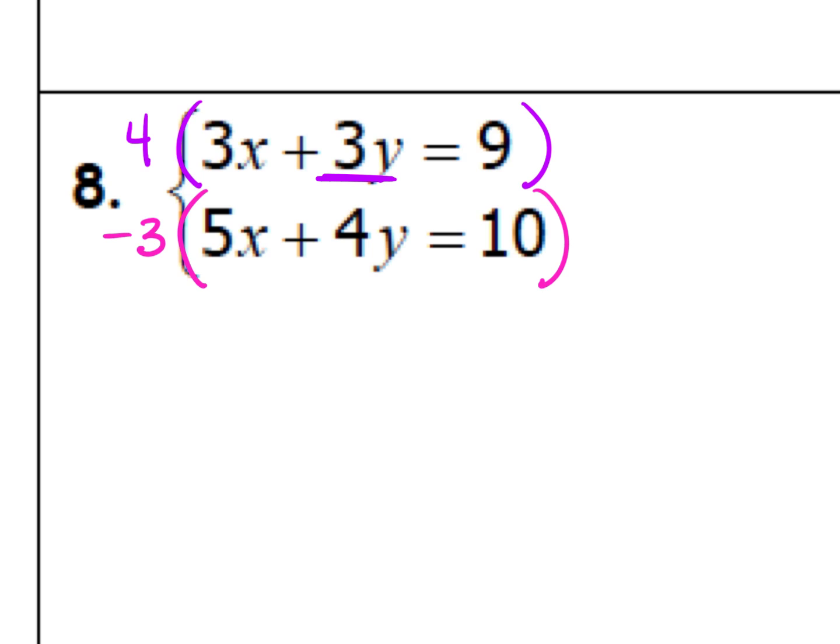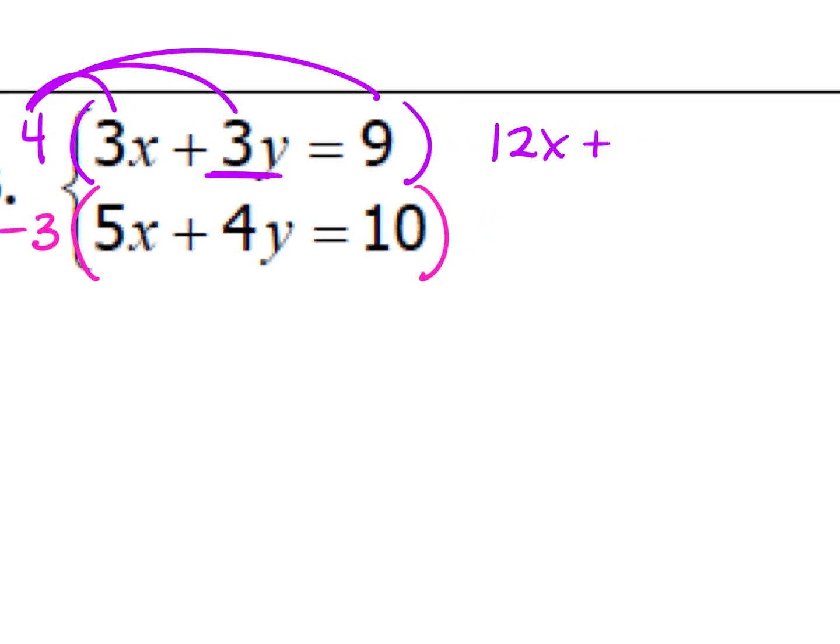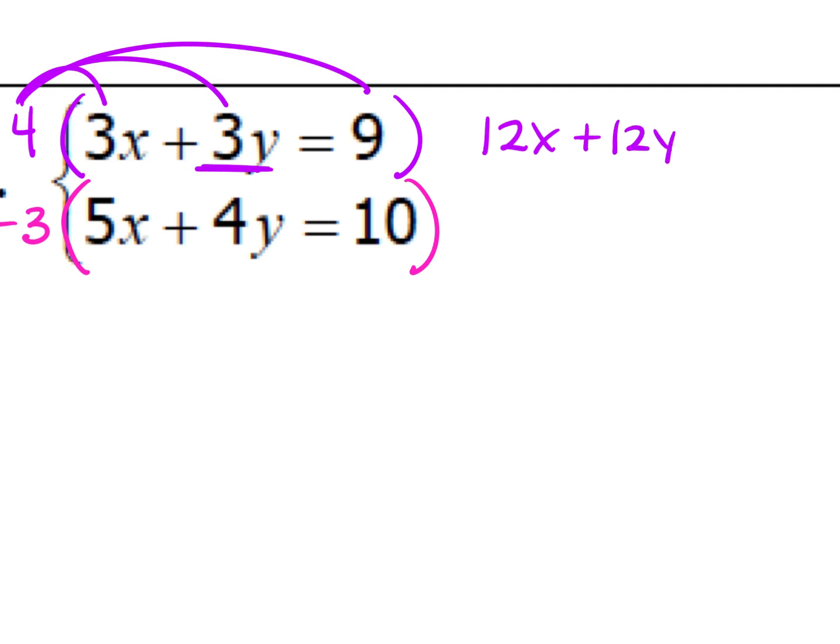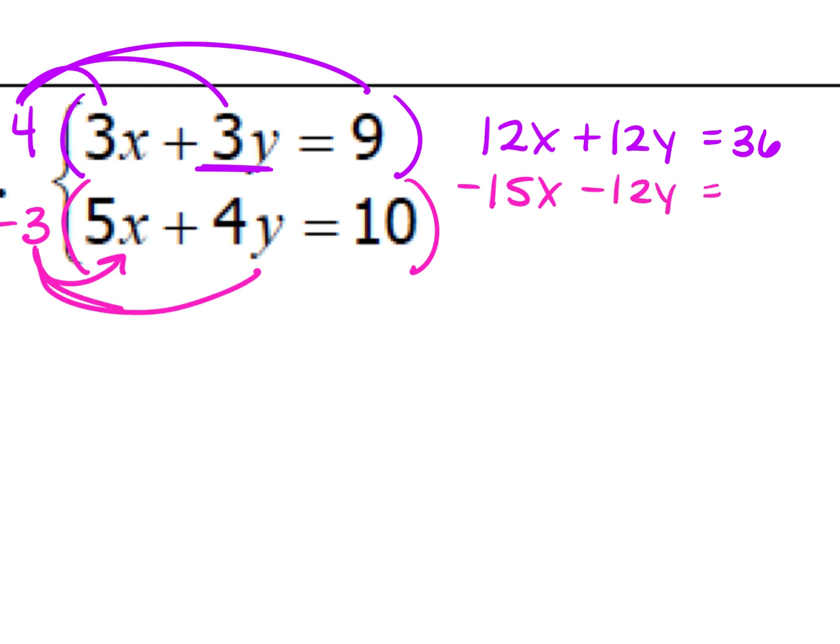So let's take a look. The purple one. If I distribute, I get 12x plus 12y equals, anyone know 9 times 4 off the top of your head? 36. Okay, now go to the second equation. Distribute that. Negative 15x, negative 12y, and negative 3 times 10 is negative 30.